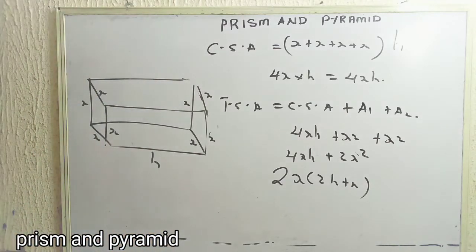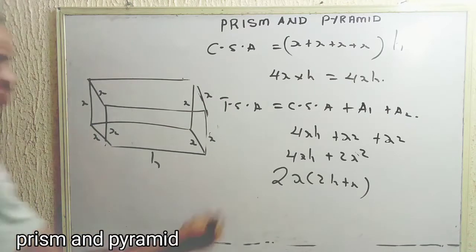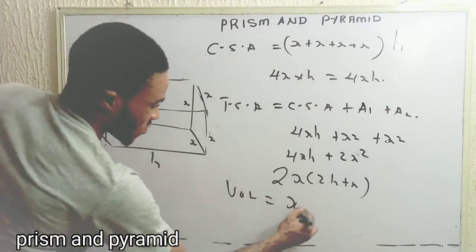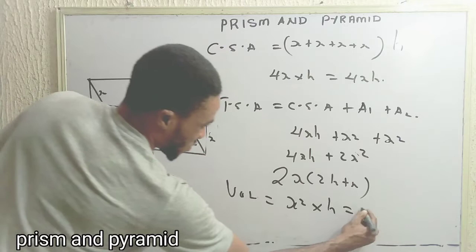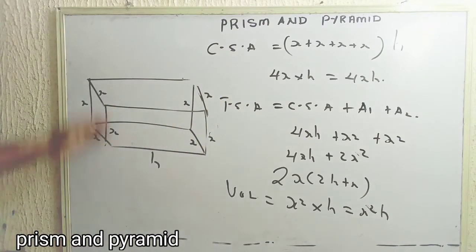Now for the volume, like I said, it's normally the area of the base times the vertical height. So the volume will be the area of the base, which is x squared, times the vertical height, which is h. So it does not matter the symbol. Maybe in your typical textbook, they are not using x. I intentionally used x to make it look different.